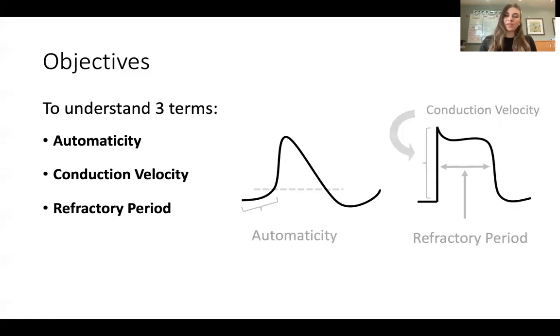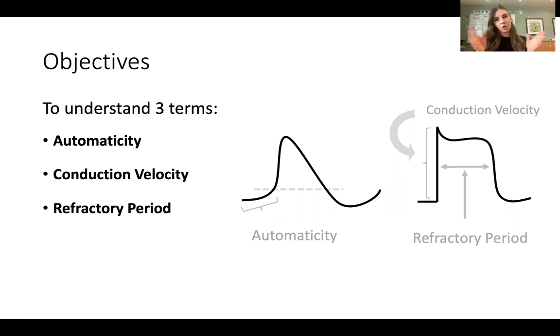As I mentioned, arrhythmias is quite a dense topic, and I basically have three objectives that I want everyone to walk away with by the end of this lecture. It's to understand three terms: automaticity, conduction velocity, and refractory period.